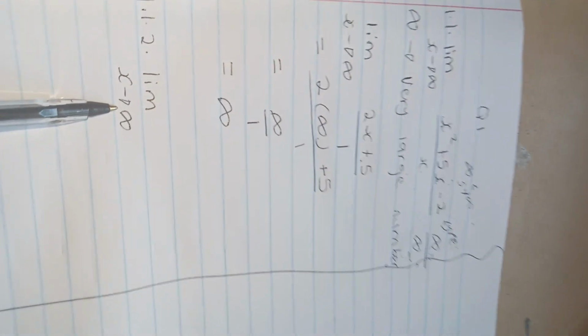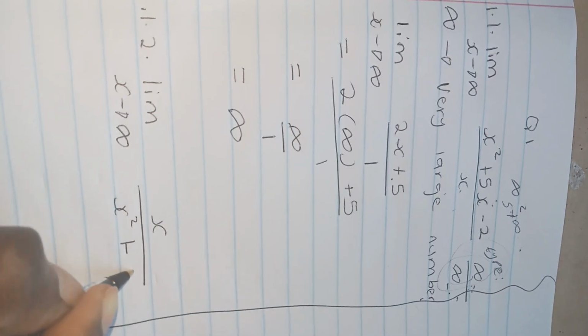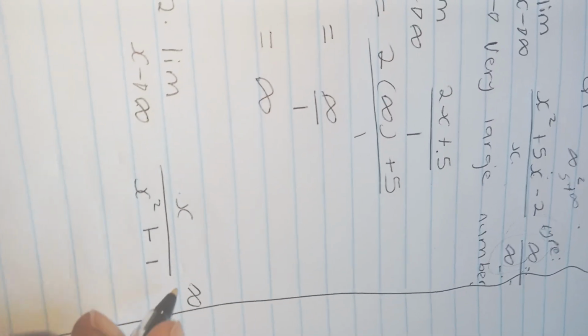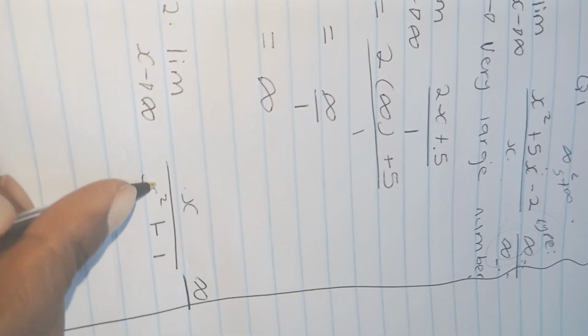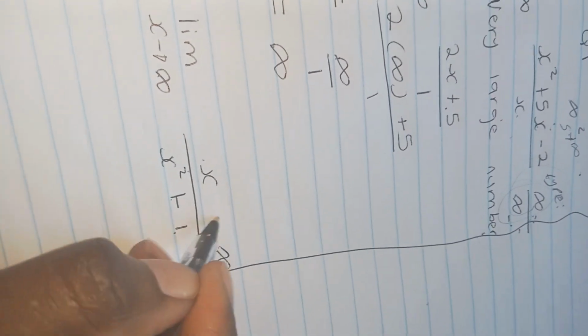Guys, we are here now. So it's going to be x over x squared plus 1. Substitute here, it's going to be infinity over infinity to the power of 2. It's a very big number, plus 1, adding on top of that big number, and it still gives us a big number. So it's infinity, that's your type.